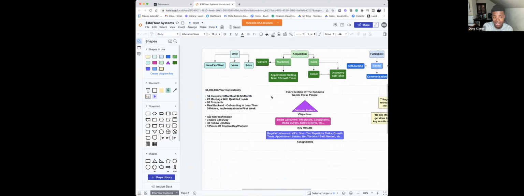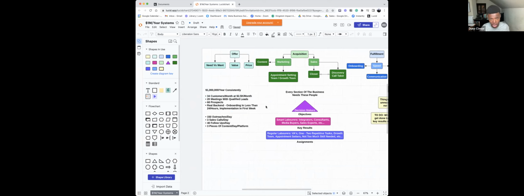That means we likely need 20 meetings with qualified leads per day or even per month. If we're saying per day, then we need at least 60 prospects to get those 20 qualified meetings. And then we would need a really efficient back-end onboarding system, and there's a few different ways you can have an onboarding system.